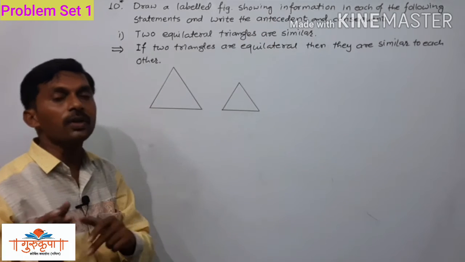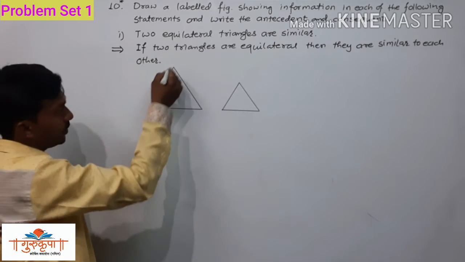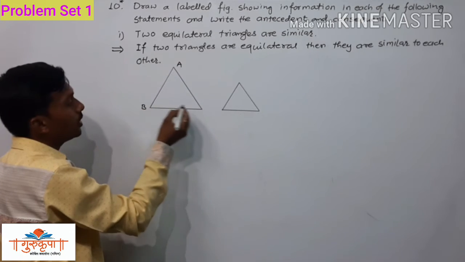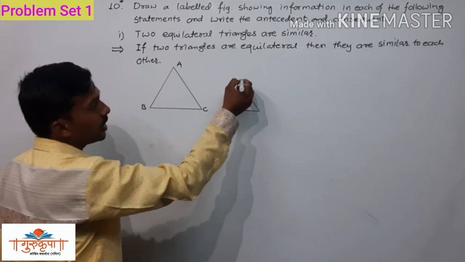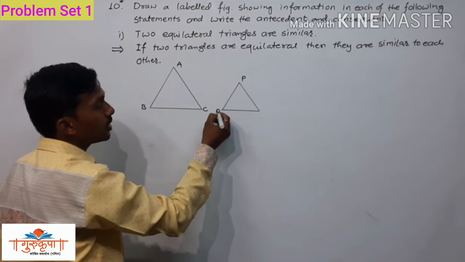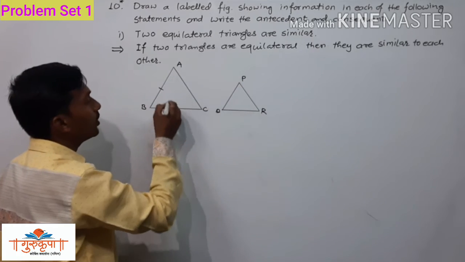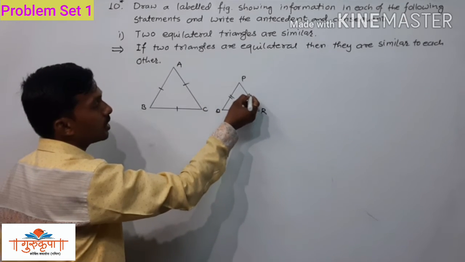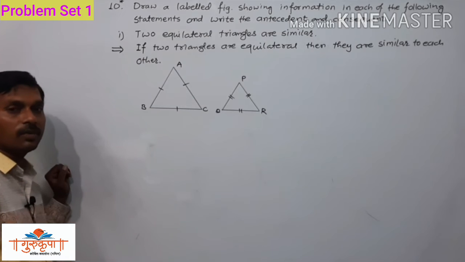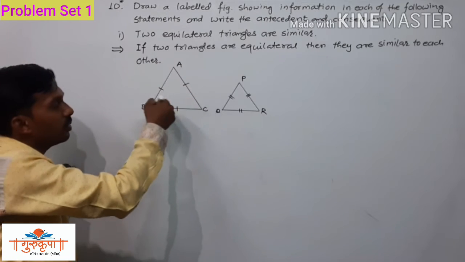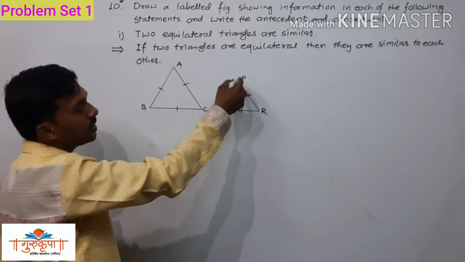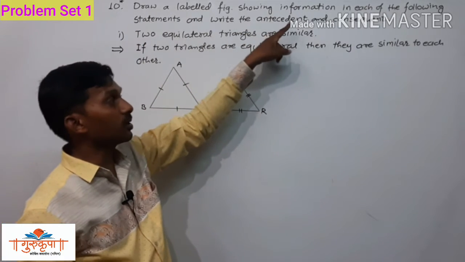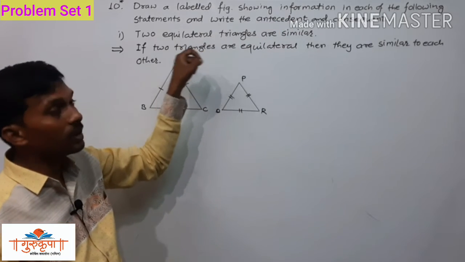We have to draw the two equilateral triangles. This is the first equilateral triangle, we will represent it as triangle ABC. And this is the second equilateral triangle, we will represent it as triangle PQR. In an equilateral triangle all the sides have equal measures. All three sides, AB equals BC equals AC, and here PQ equals QR equals PR. So here we draw a labeled figure showing the information given in the statement.